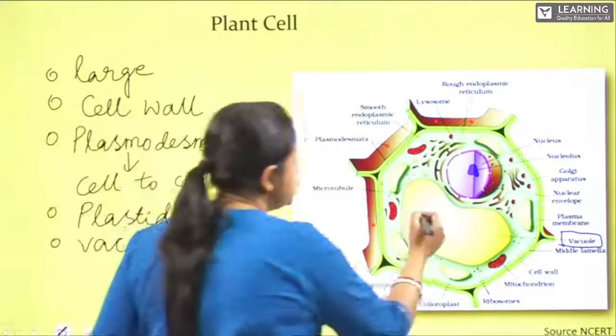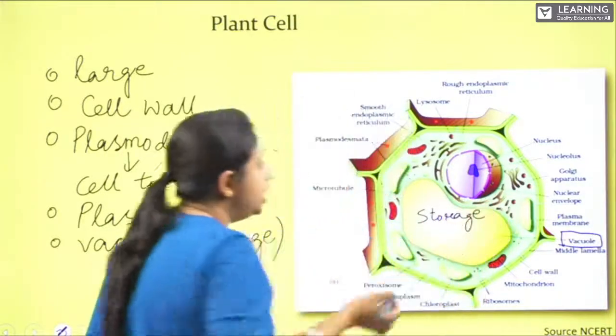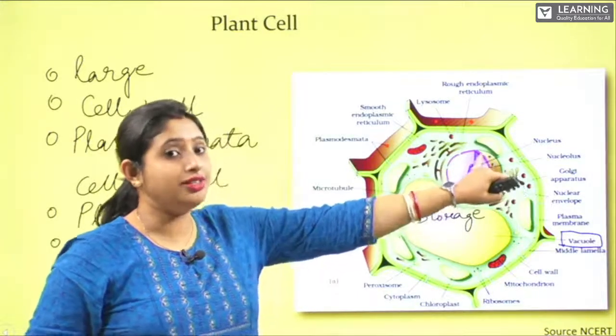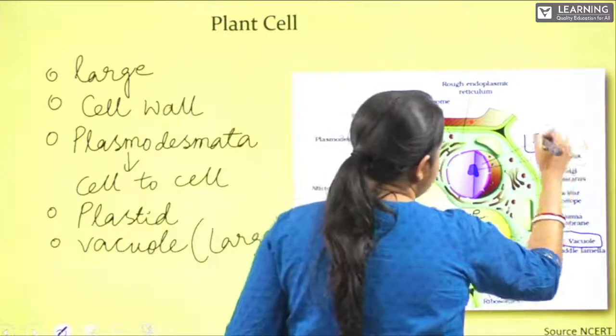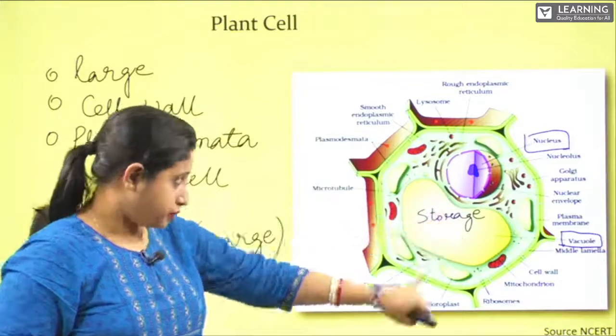Vacuole is responsible for storage, for storage of food. Now next you can see the nucleus, right? Nucleus is not at the center. So this is the nucleus, this portion, which is not exactly at the center.